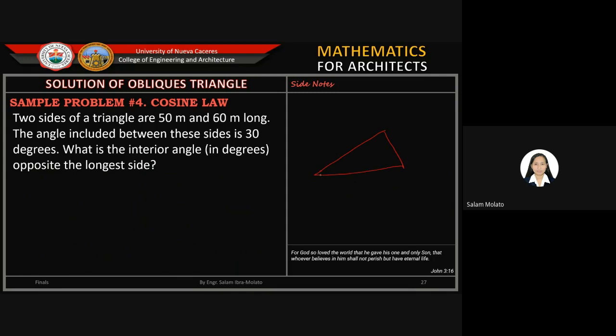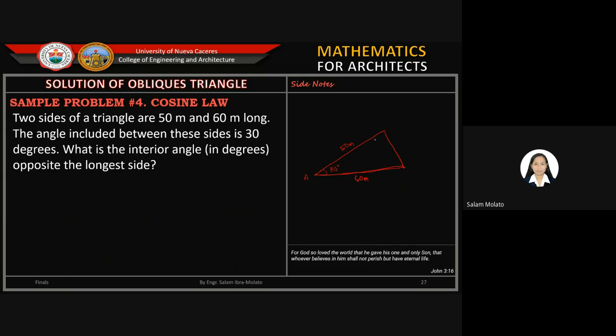Okay? So first, I will assume that the longest side is 60 meters. So, ilalagay ko dito yung 60 meters. I will put here the 50 meters. And the included angle. So that is 30 degrees.